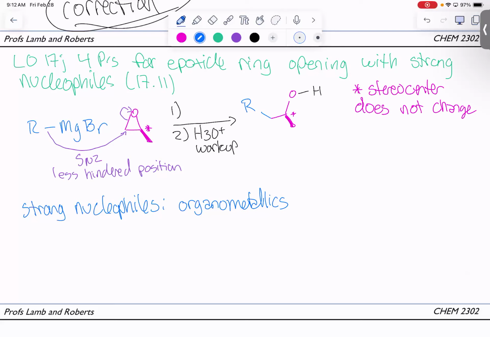Okay, let's talk more about this nucleophile. So our organometallic reagents work. We can also use cyanide. We can use azide, which is N3 minus. It has a lone pair of electrons. It's negatively charged on a nitrogen, a pretty nucleophilic element. Great. We can use deprotonated alkoxides, OR minus.